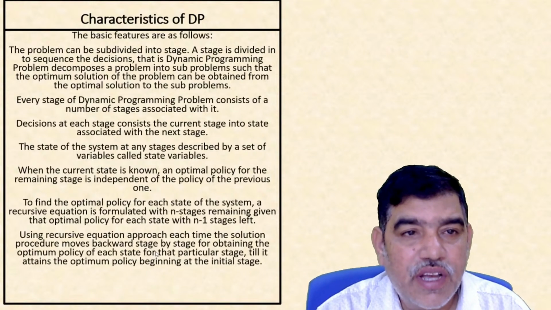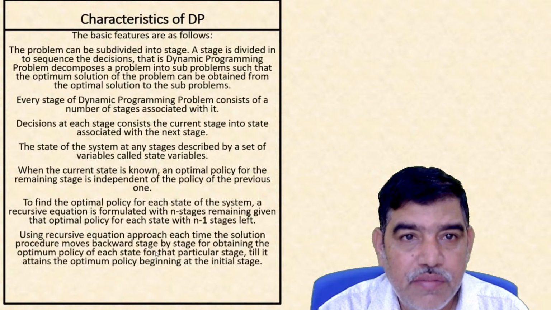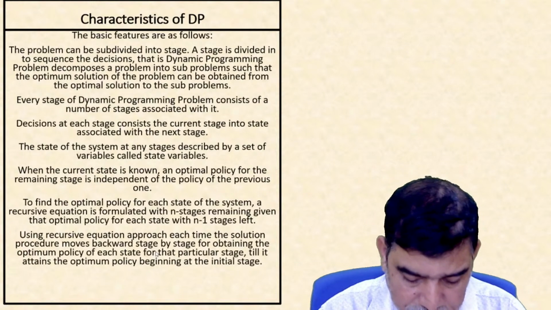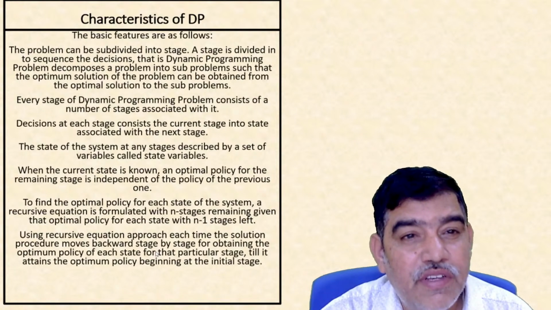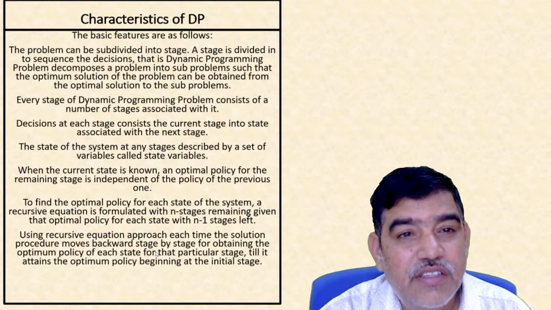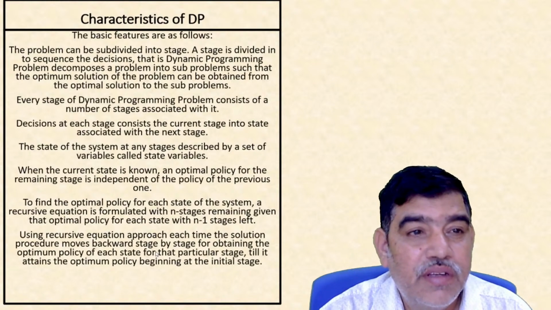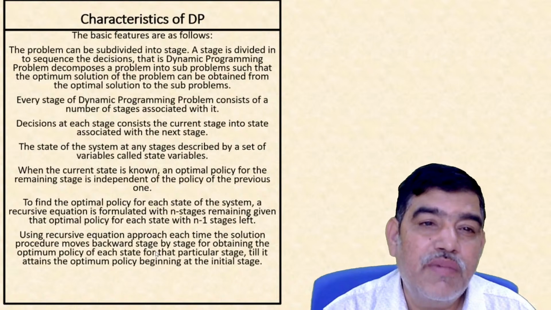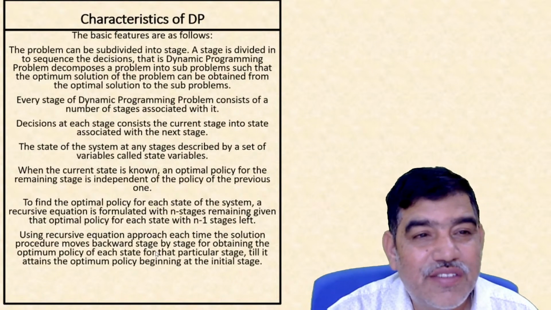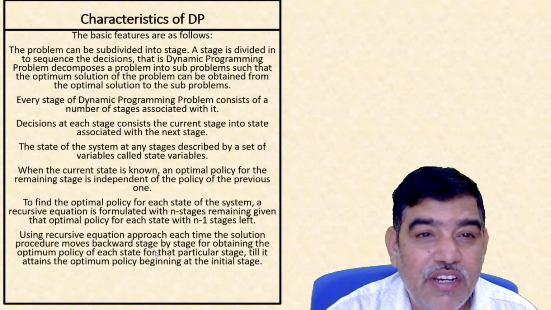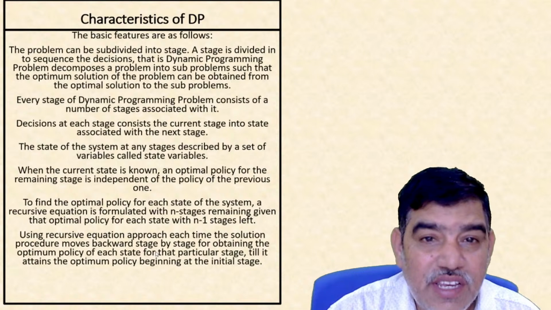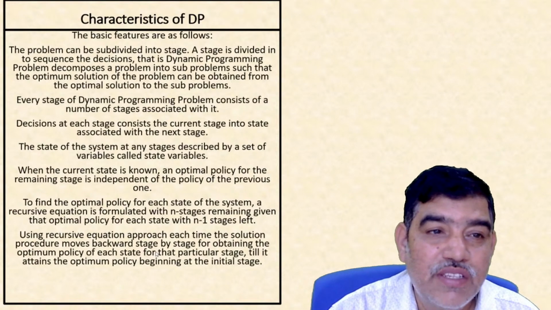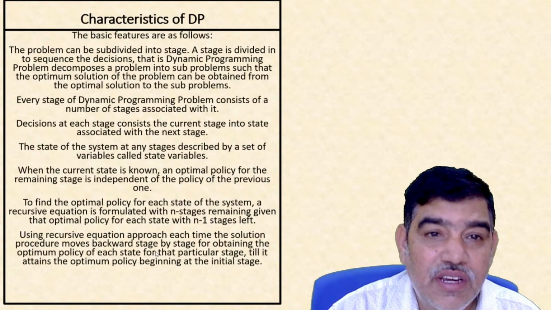Then we discuss the characteristics of a dynamic problem. The basic features or characteristics of a dynamic problem: the problem can be subdivided into stages. That is the first characteristic. A complex problem is divided into stages. A stage is divided into a sequence of decisions. That is dynamic programming.